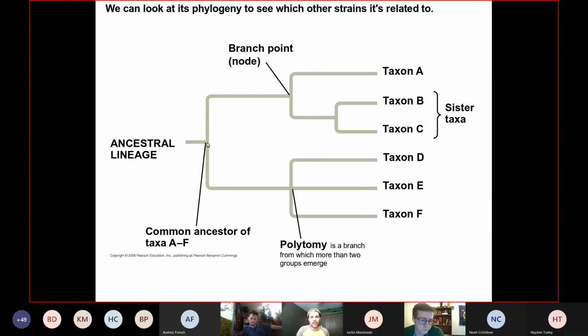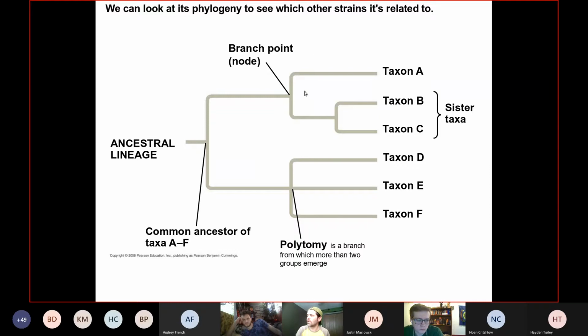These branch points are common ancestors, hypothetical common ancestors. The tips of the branches are called taxa. Usually this means species, but it could also mean genus. It depends on the resolution of what we're looking at. If you're an epidemiologist tracking COVID strains, for example, you're not even looking at species. You're looking deeper than that, at strains of COVID. And so those branches are discrete taxonomic units of some sort.